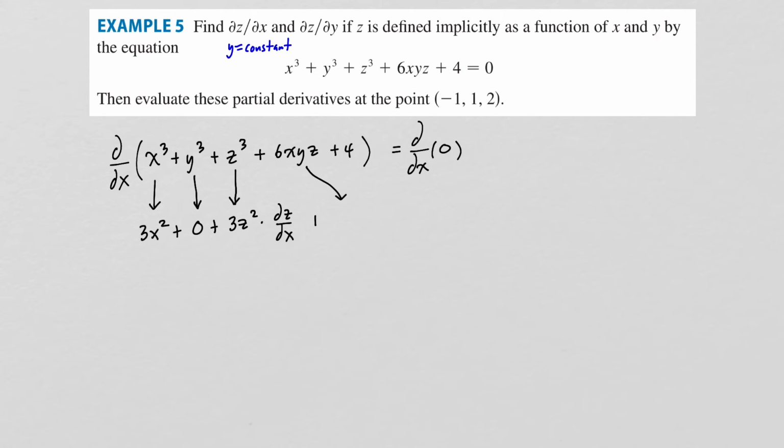Okay, next up we have plus. Now we're looking at a product. We have 6x multiplied by yz. So I have to use the product rule here. The product rule says I take the first function, which is 6x, and I multiply that by the derivative of yz. Now y is a constant, and the derivative of z is partial z partial x.